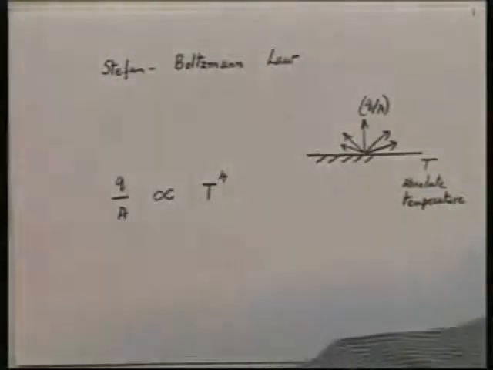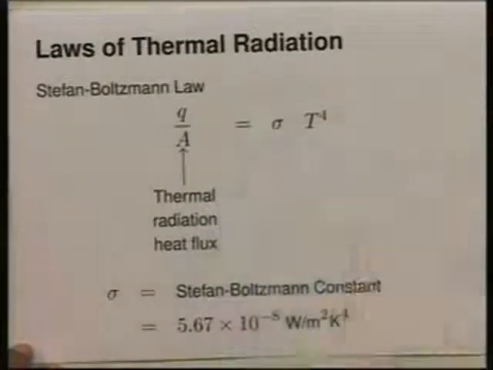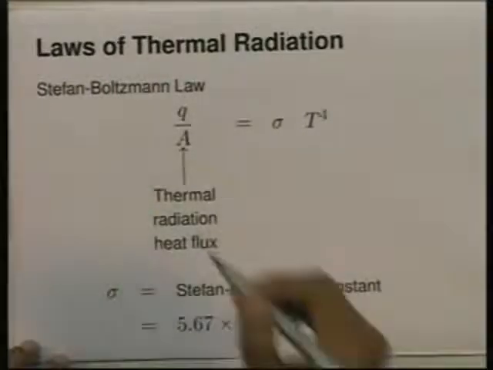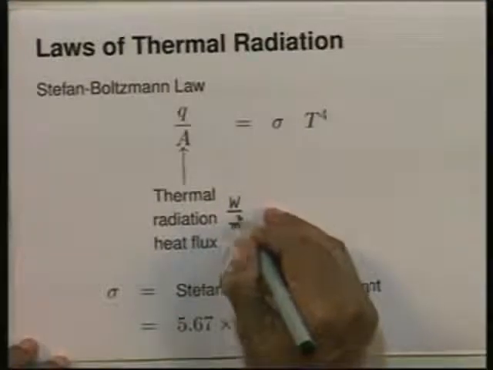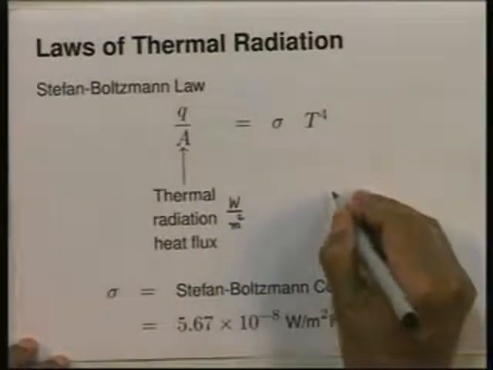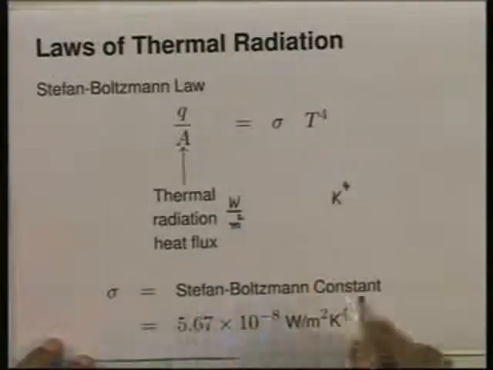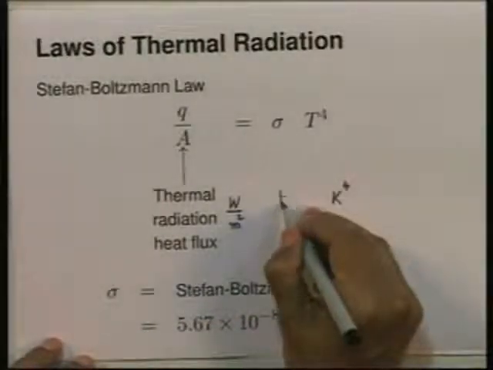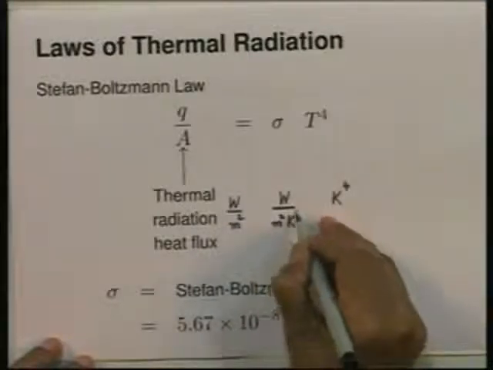Again, units would be the following. If I remove the proportionality sign and put in a constant, the statement of the law will become Q by A is equal to sigma into T to the power of 4. Q by A would be in watts per meter squared, a heat flux due to thermal radiation. T to the power of 4 would be Kelvin to the power of 4, absolute temperature to the power of 4. So, the proportionality constant sigma, which is called the Stefan-Boltzmann constant, the units of that would be watts per meter squared Kelvin to the 4th.